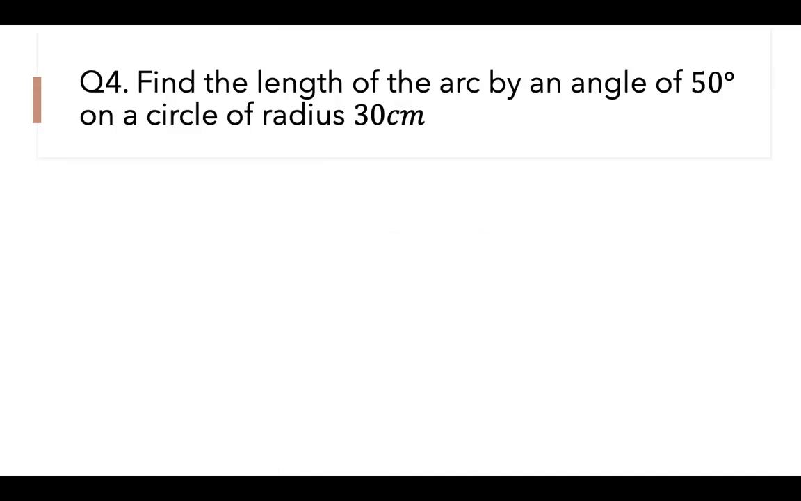Let's see. Find the length of the arc by an angle of 50 degrees on a circle of radius 30. So the formula: S is equal to the angle theta times the radius. In this case, it's going to be 50 degrees times the radius, which is 30. Because you have to represent it in radian, because the arc length is in radian, I'm going to convert 50 degrees. So 50 degrees times pi over 180.